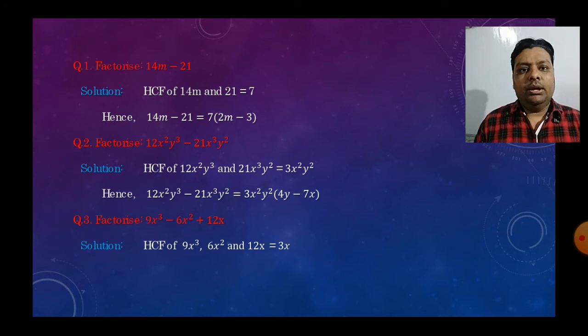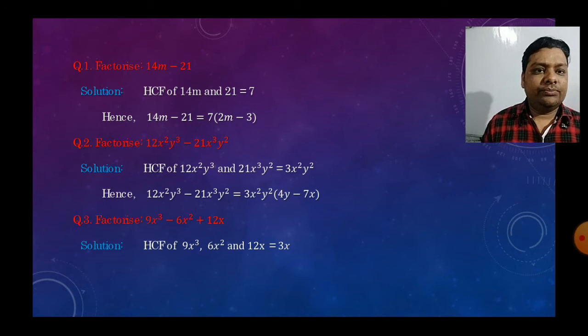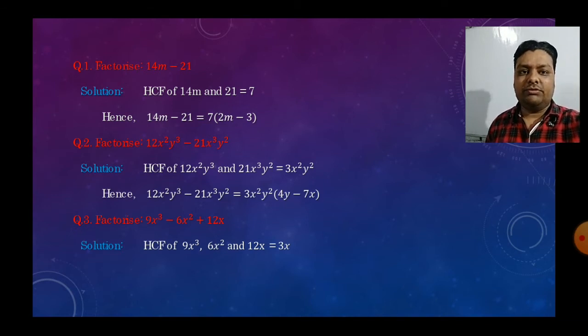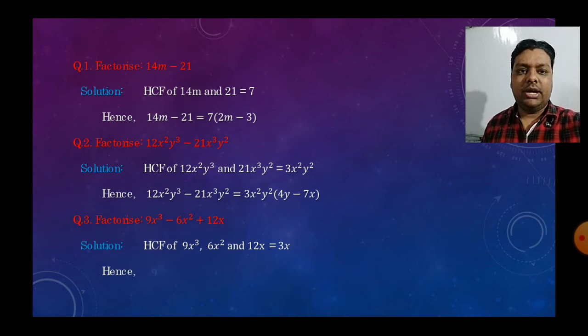Now variable, which is the least variable? X. Then x will be the HCF. So 3x will be the total HCF. Now 3x we will take outside and divide with each term.